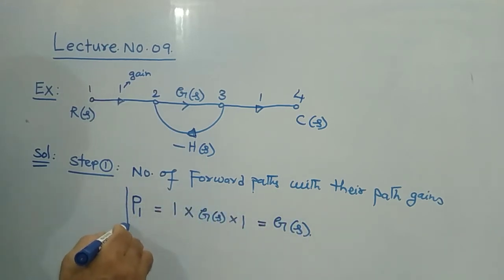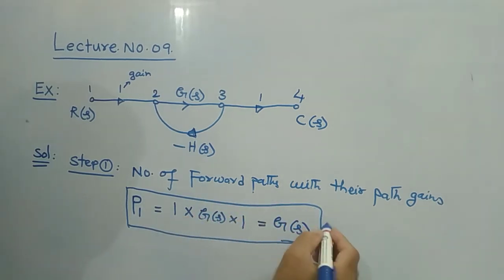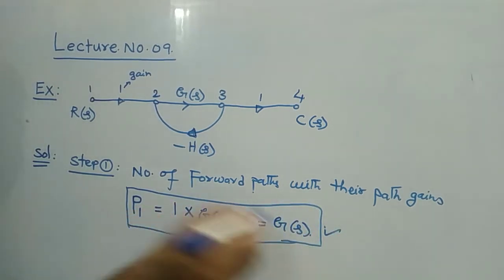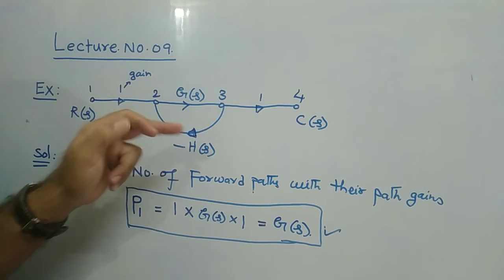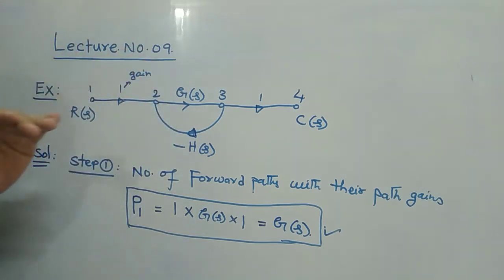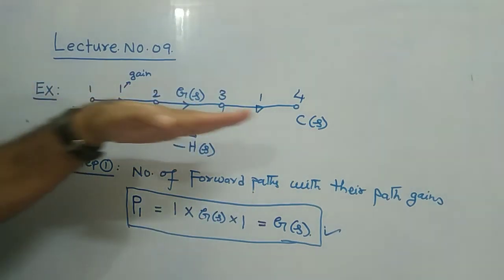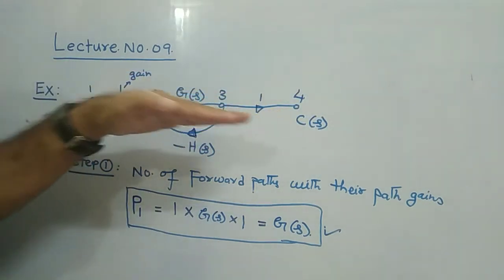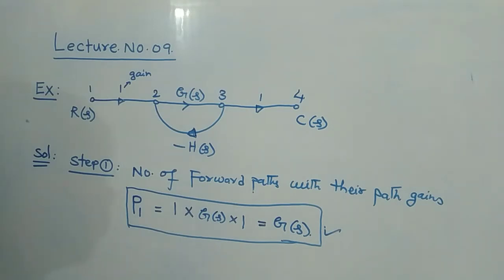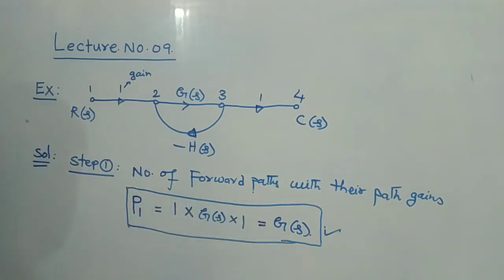Understood? Therefore, only one forward path is available, and P1 is nothing but G of S. Other than this first forward path, there are no other forward paths. Forward means the signal should flow from R of S to C of S only, in the forward direction, towards the destination C of S. As far as this problem is concerned, you have only one forward path, and its path gain is G of S.